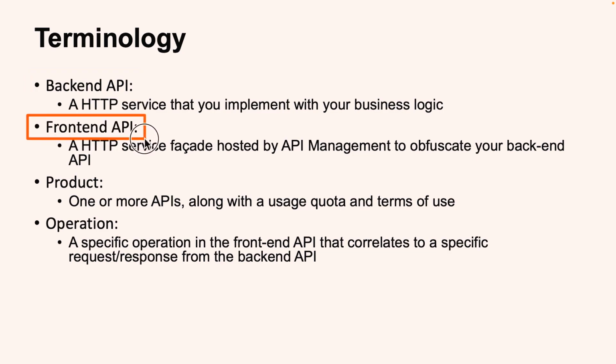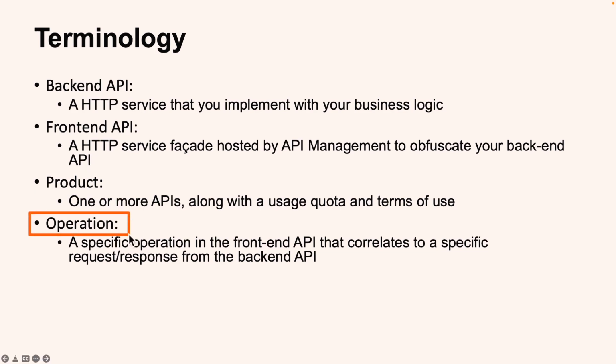Second terminology is front-end API. Front-end API or APIM API does not host APIs. It creates facets for your APIs to customize the facet according to your needs without touching the backend API. Then there is APIM product. A product contains one or more APIs as well as usage quota and the terms of use. You can include several APIs and offer them to developers through the developer portal.